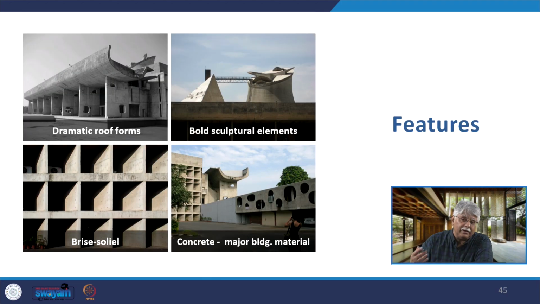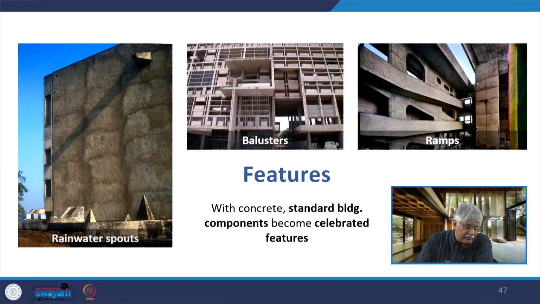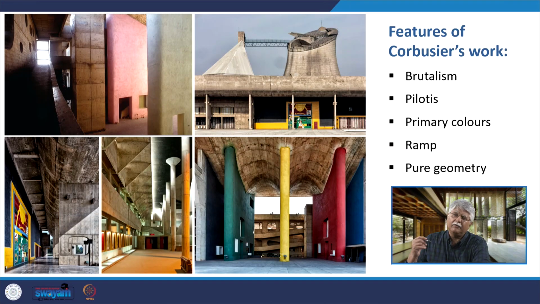There were other features that he began using: the dramatic roof forms, bold sculptural forms, Brise-Soleil, exposed raw concrete as a major building material. There were solids and voids in his work. There was this interpenetration of spaces and the freestanding staircase. There was shadow and light. Features like rainwater spouts, which other modern Indian architects started using. There were the balusters, there were the ramps, and these components became celebrated features. So if we recollect the features of Corbusier's work, there is of course Brutalism, there are Pilotis. Repeatedly we find in Chandigarh and other buildings primary colors, we find ramps, we find pure geometry.